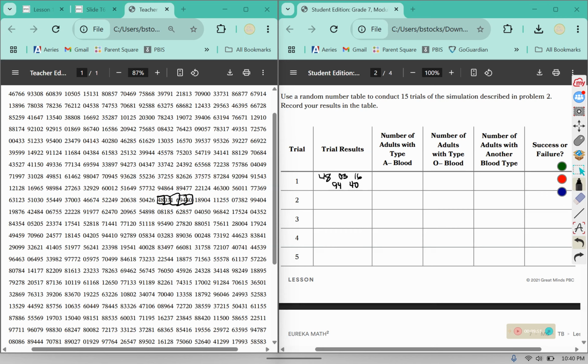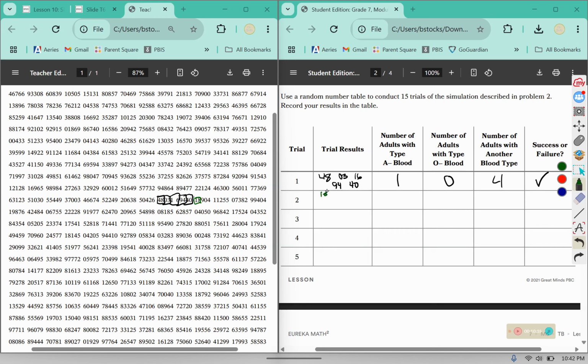The number of adults with type A blood, those are 0 to 6, so that 3 would count as 1. And then type O would be 7 to 13, which we didn't have any. And then other would be 4. So is that a success or a failure? That one is a success. Now we need 5 more sets.